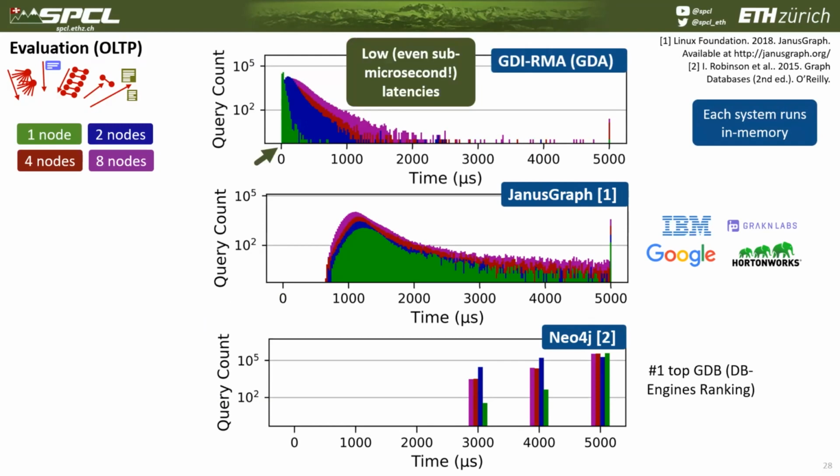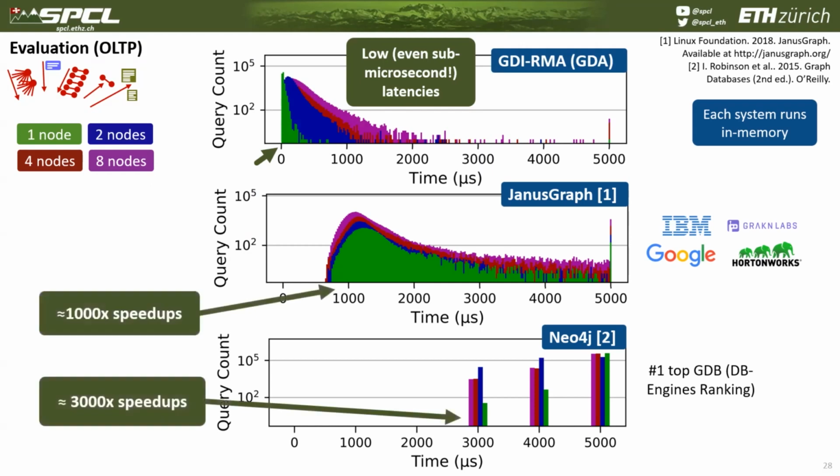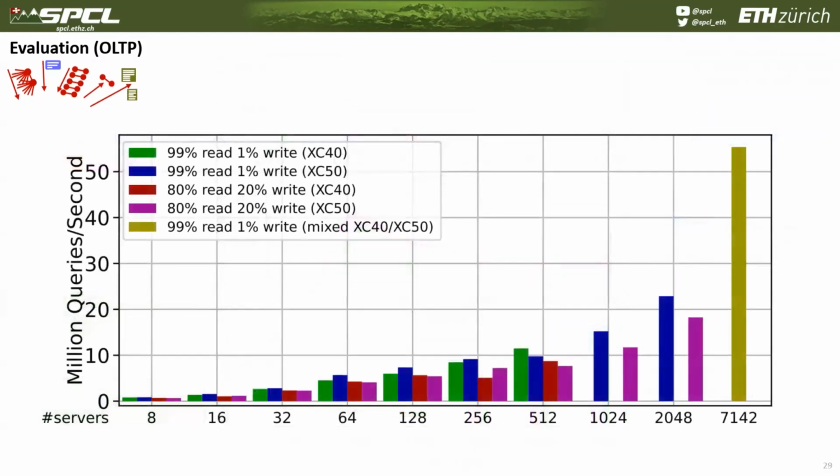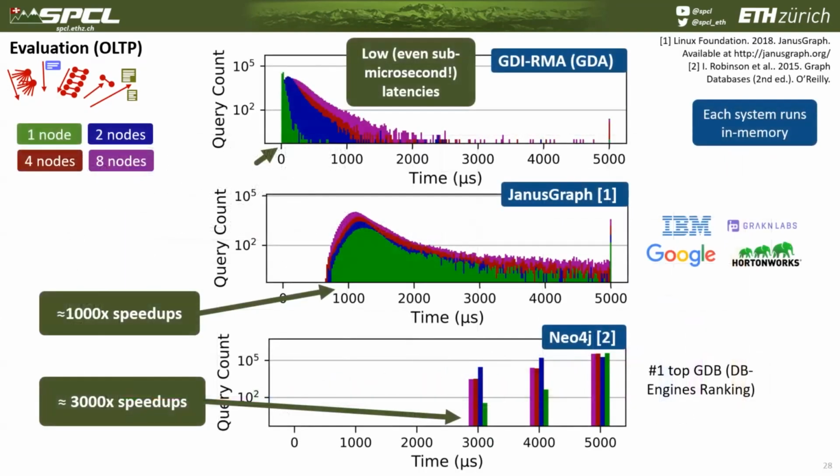Now, one observation is that we have very low, even sub-microsecond latencies for some of these queries, while we have some outliers, we don't really have that many of them, compared to the competition, because we can see that on one hand, they have many more outliers, and also the speedups that we have are quite significant. So we have speedups of around 1,000 over JanusGraph, and around 3,000 for Neo4j. I mean, there are some queries that are faster for JanusGraph, but there are not that many of them.